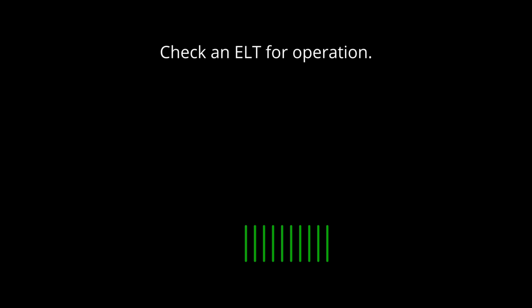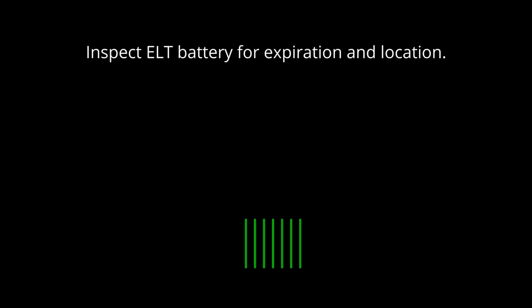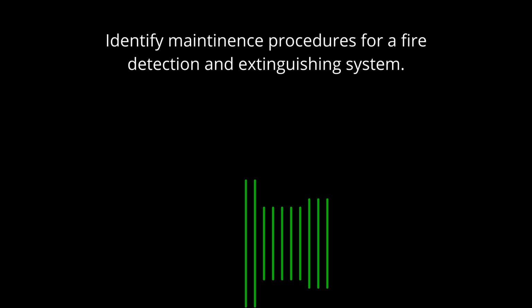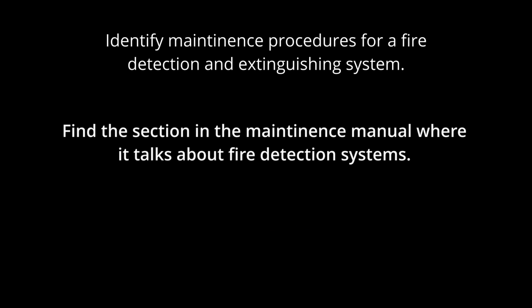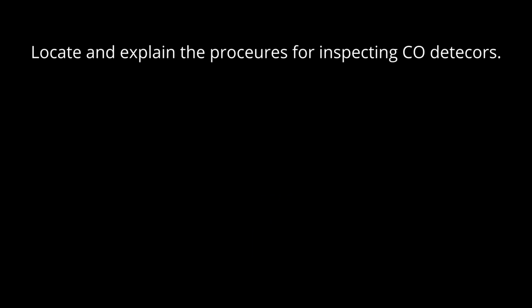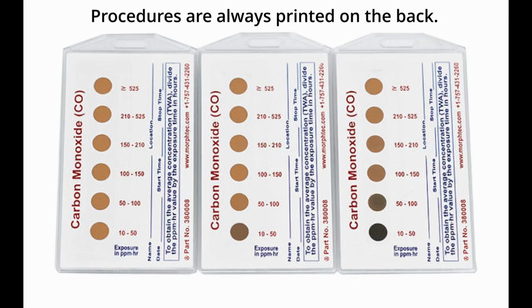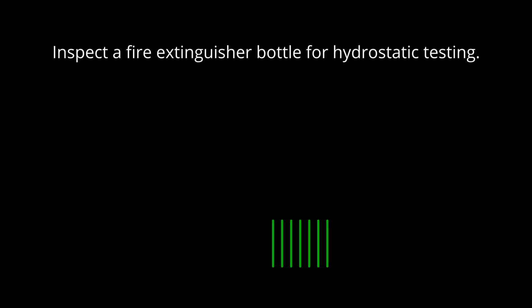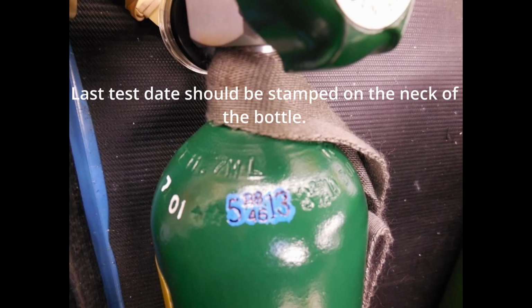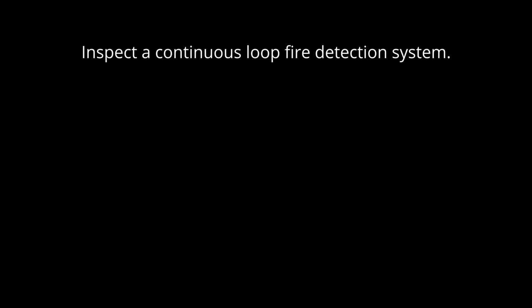Check an ELT for operations. Inspect ELT batteries for expiration and location. Identify maintenance procedures for fire detection and extinguishing systems. Your task there will be to find that section in a maintenance manual that concerns fire detection systems. Locate and explain the procedures for inspecting carbon monoxide detectors. Procedures are always printed on the back. Inspect the fire extinguisher bottle for hydrostatic test. Inspect the continuous loop fire detection system.